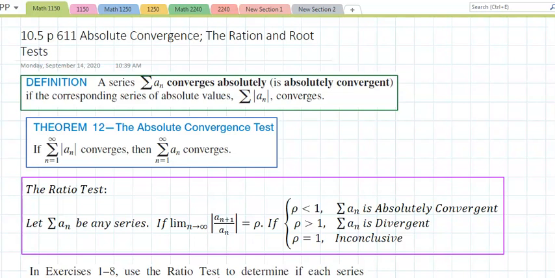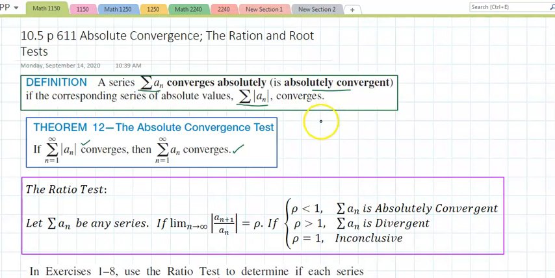Section 10.5 is on page 611, talks about absolute convergence and the ratio and root tests. So we start with a definition which says a series, a regular series, is absolutely convergent if the series of the absolute value converge, and automatically if the absolute value converge, the actual series converge.